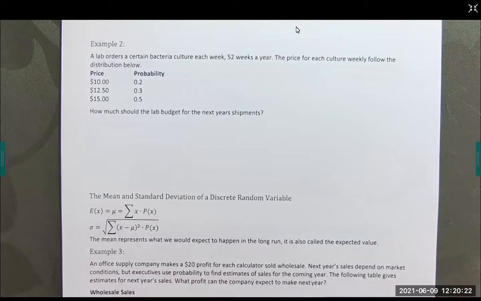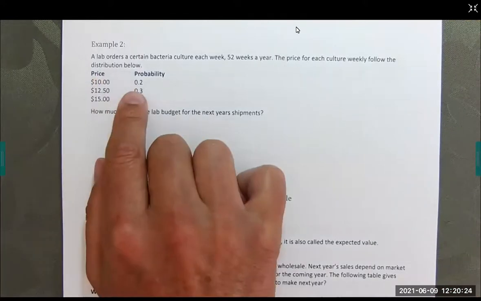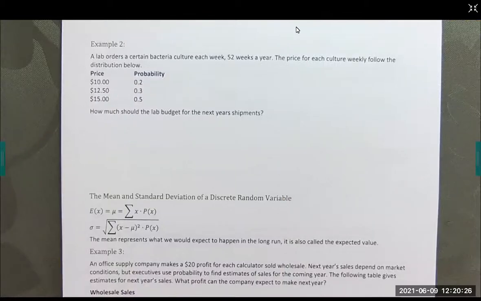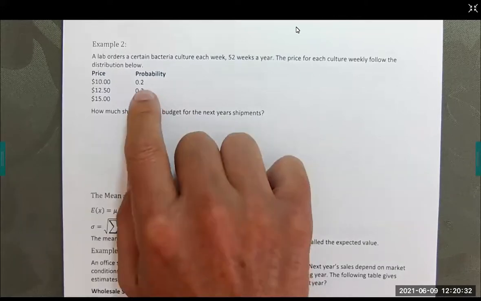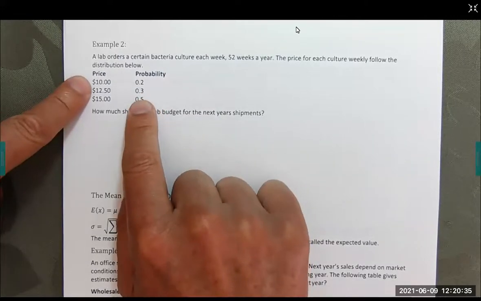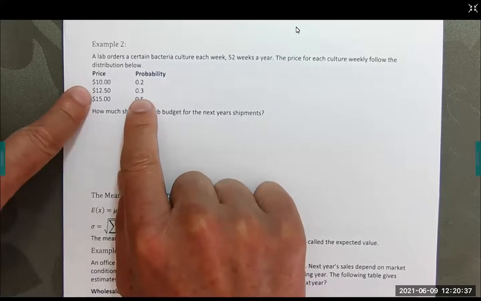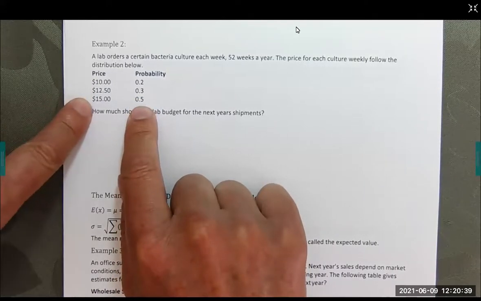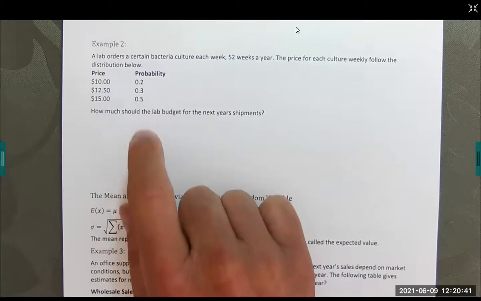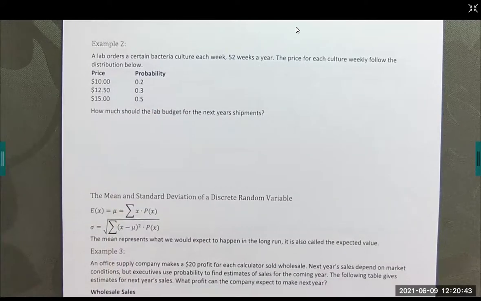So we're going to do the same thing here. We have the price and we have the probability. This is lab orders of a certain bacteria culture each week, 52 weeks a year. The price for each culture weekly follows the distribution below. So 20% of the time, the weekly culture costs $10. 30% of the time, it's $12.50. And half the time, it's $15 per week. So how much should the lab budget for the next year's shipments?